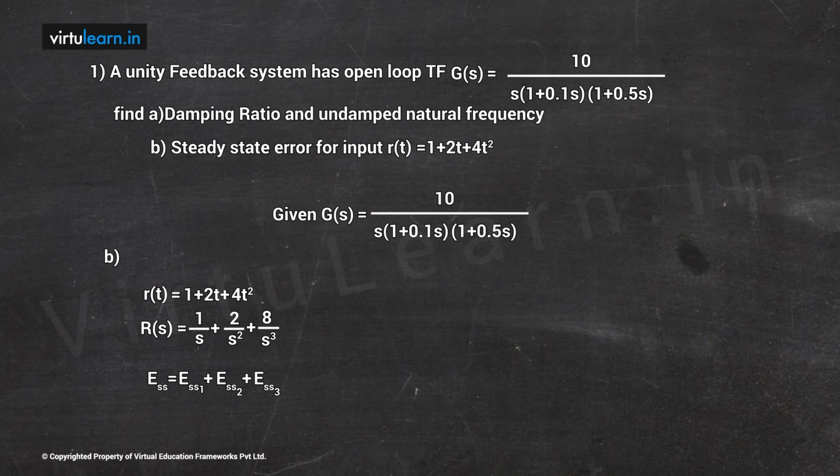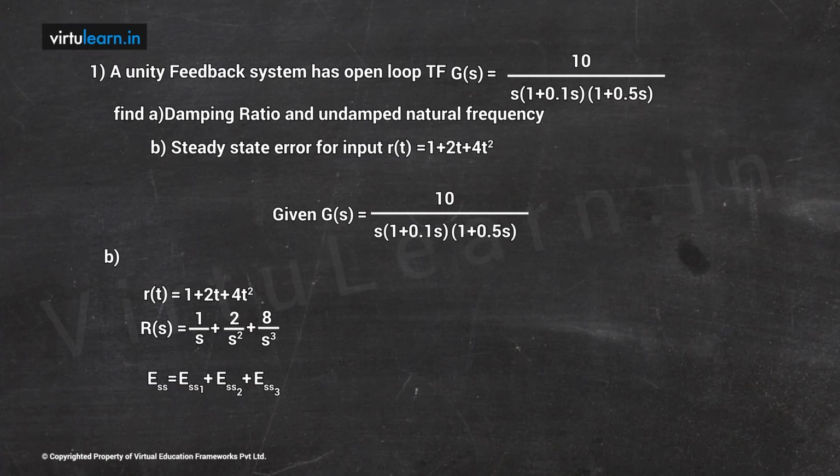Now, we need to find the steady state error. We know that to find the steady state error, we need to find the steady state error constants Kp, Kv, Ka. Now the input is not a single input, so we have a combination of inputs. Let us look at the inputs. So r(t) = 1 + 2t + 4t².